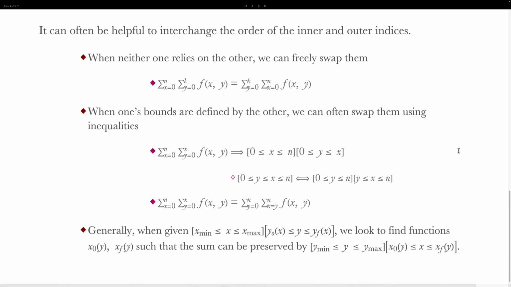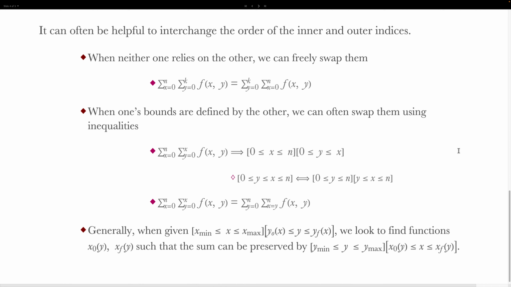0 is less than or equal to y, which is less than or equal to x, which is less than or equal to n. We can then separate this back out again and retrieve 0 is less than or equal to y is less than or equal to n, and then y is less than or equal to x is less than or equal to n. This retrieves for us the sum from x equals 0 to x equals n of the sum from y equals 0 to y equals x of f of x comma y is equal to the sum from y equals 0 to y equals n of the sum from x equals y to x equals n of f of x comma y.